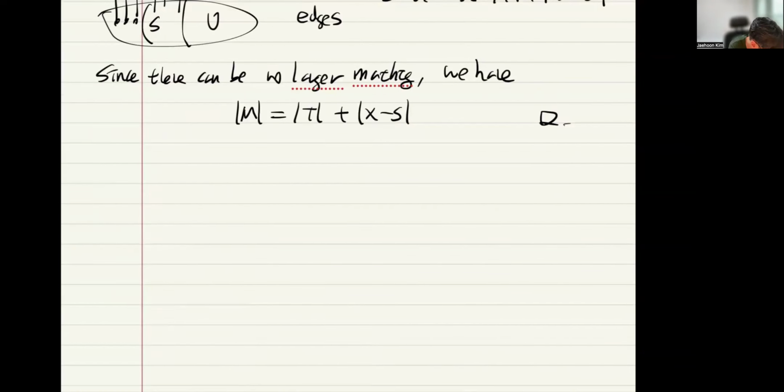And how many times do we have to do this? Each time you increase the size of the matching by 1. So the number of repetitions is at most n over 2. You start from the empty matching, and then you increase the size by 1 by 1, and the maximum possible size is n over 2.